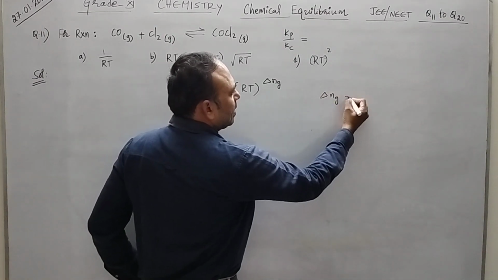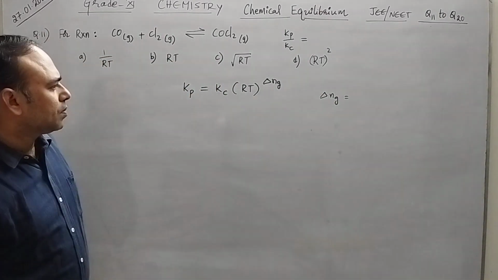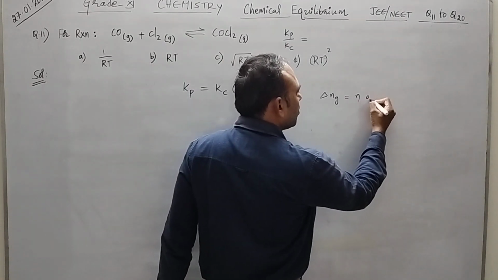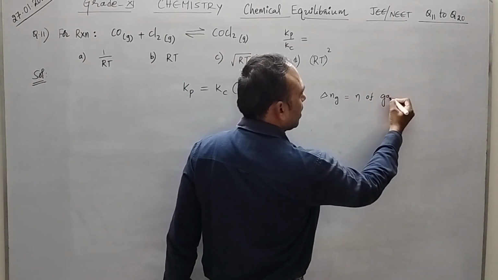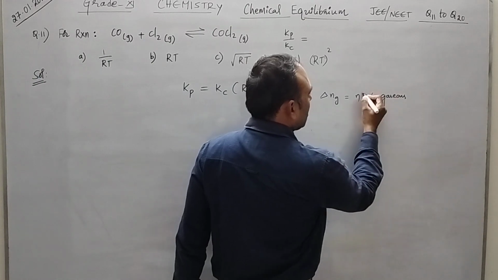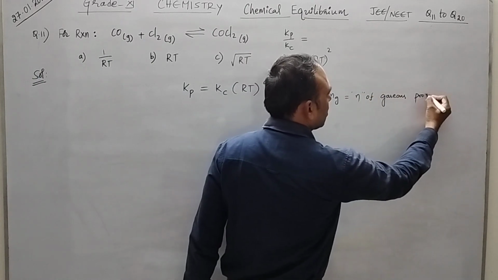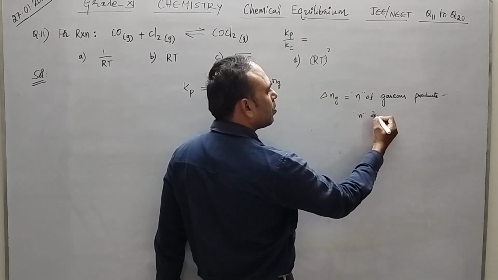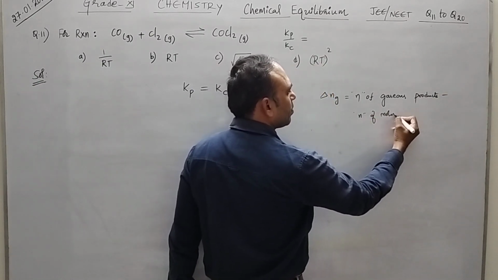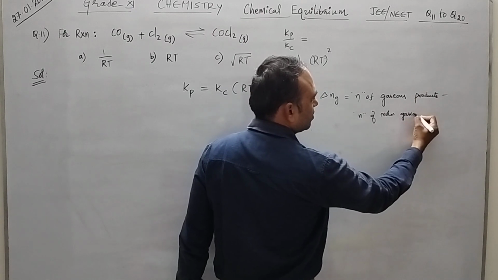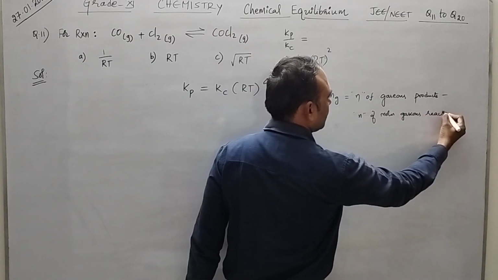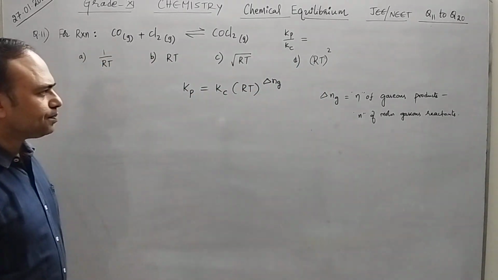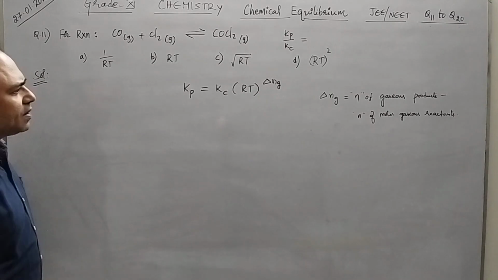As you are aware, delta Ng is nothing but the number of moles of gaseous products minus the number of moles of gaseous reactants. So this already we have discussed. Now in this, how to calculate?